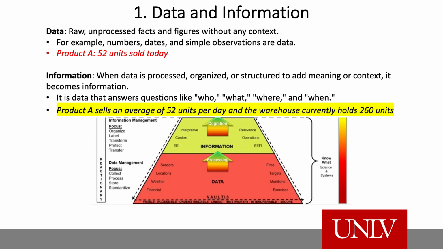The next level is information management. At this stage, data is organized and contextualized so it becomes meaningful. For example, if we say, "Product A sells an average of 52 units per day, and we currently have 260 units in inventory," we now understand the situation more clearly. We know what the numbers represent and how they relate. Information provides structure, comparisons, timing, and descriptive meaning. It allows users to see patterns and trends. Information helps organizations respond to events more effectively, but it still does not tell us what actions to take.